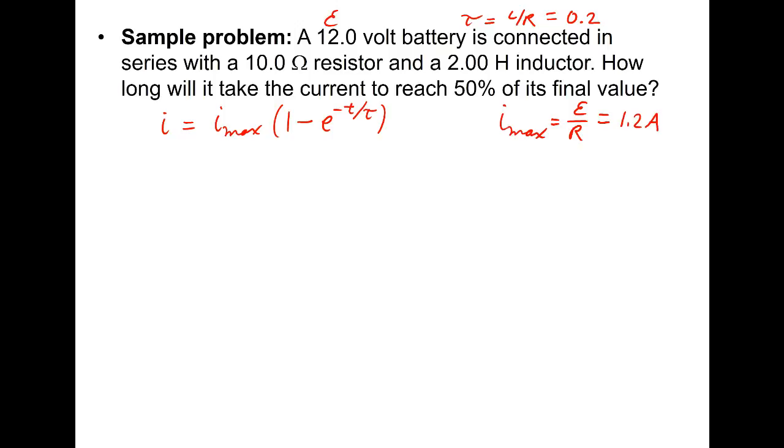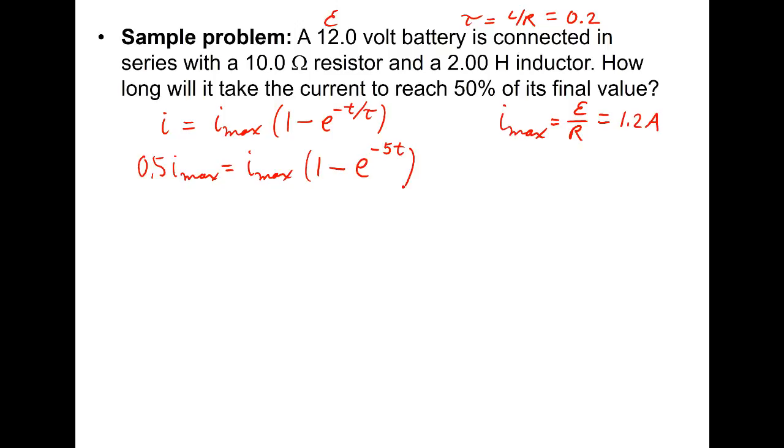Okay, and so what we want is for this system to reach 50% of the final value. So we want I to be 0.5 of I max. So we can put that I max here, and then 1 minus e to the negative t over tau. Now 1 over 0.2 is just 5, so it's e to the negative 5t.